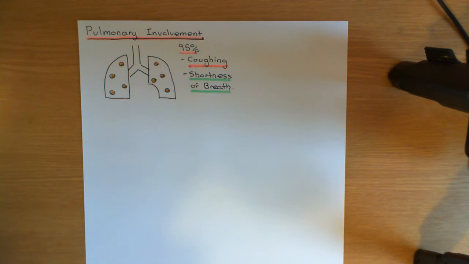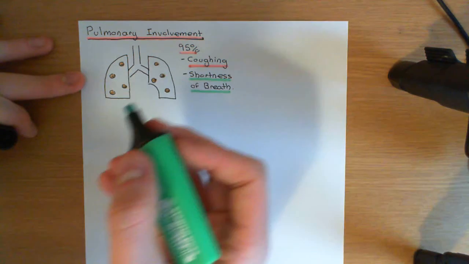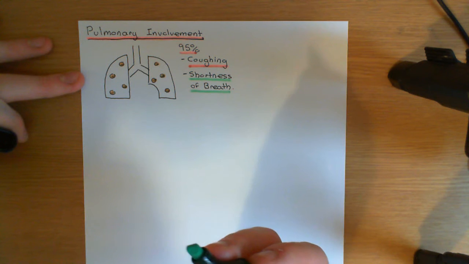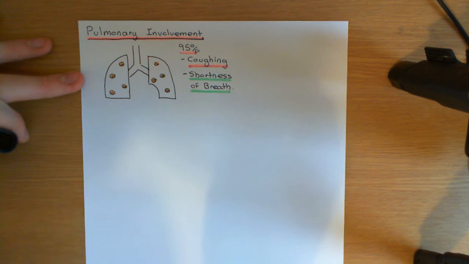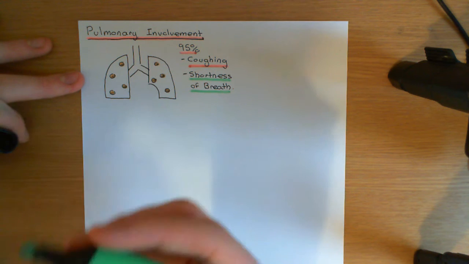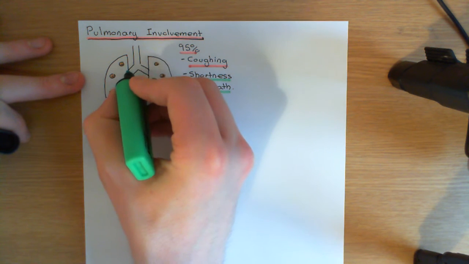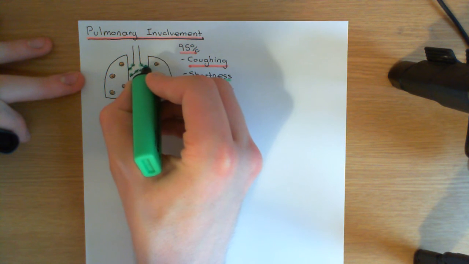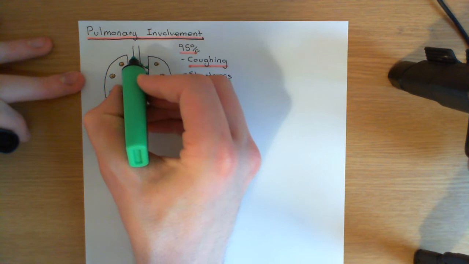So let me just draw on a few mediastinal lymph nodes here. All tissues in the body have lymphatic drainage, and lymphatic vessels drain into lymph nodes, and the lymphatic drainage from the lungs is going to drain into lymph nodes that are in the mediastinum, which is the space in between the two lungs here. These lymph nodes in the mediastinum are known as the mediastinal lymph nodes, and I'm drawing some of them on as these green dots here.